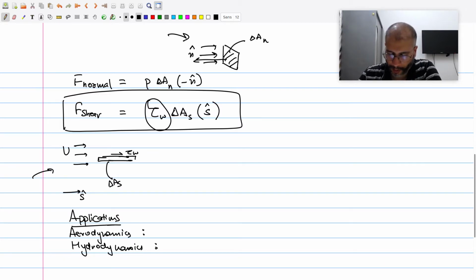In this case it could be submarines, it could be ships and so on. And the other applications are in other fields of engineering. Typically, they also have air or water flowing across them, but we don't consider them under the field of hydrodynamics or aerodynamics.